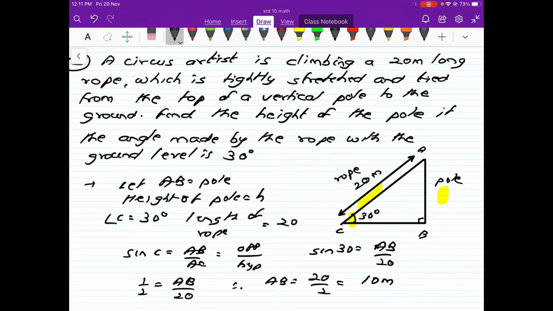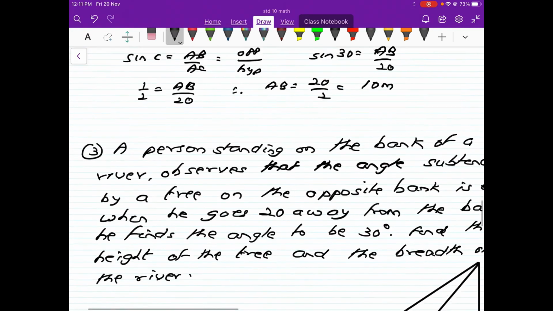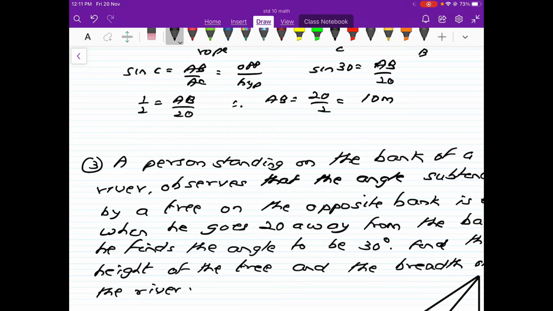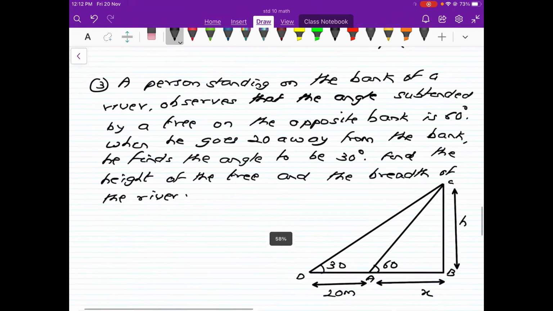So depending on what has been asked and what has been given, we have to take sine, cos or tan accordingly. Whichever of these three we use, we can get the answer. So this 10 meters is the height of the pole. So we go for the next sum.